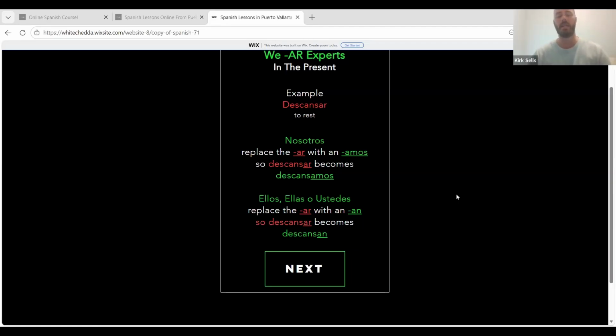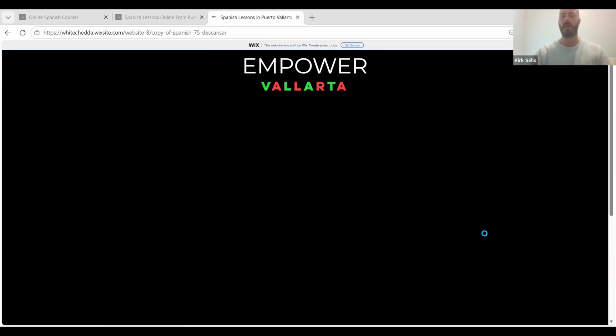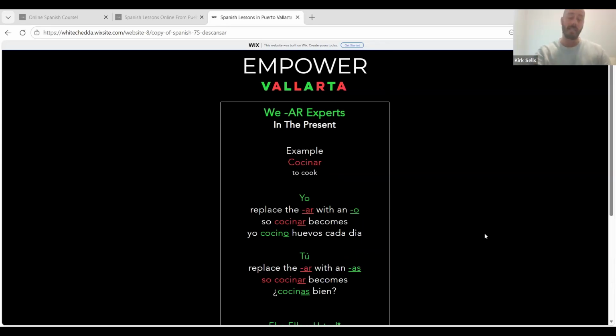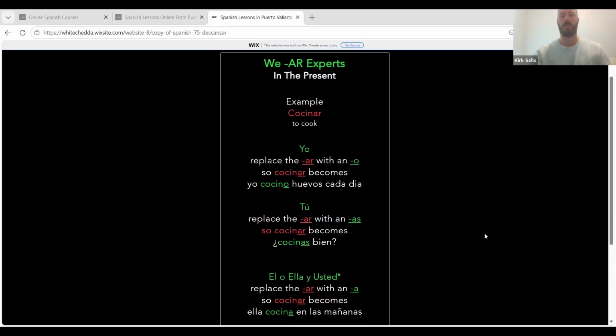The last form, remember, it can represent two different types of people groups, either they or them, or you all, but the verb form will always be the same. We take away the AR when verbs end in AR and add AN, and we get descansan. Let's ask, when do you all rest? ¿Cuándo descansan ustedes? Yes, good. How do we teach our brain to follow these rules? We continue practicing with the verbs.